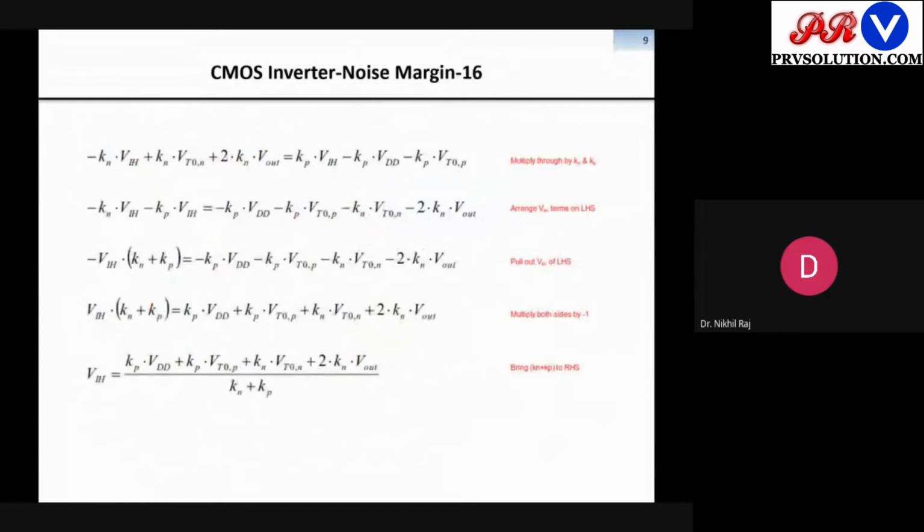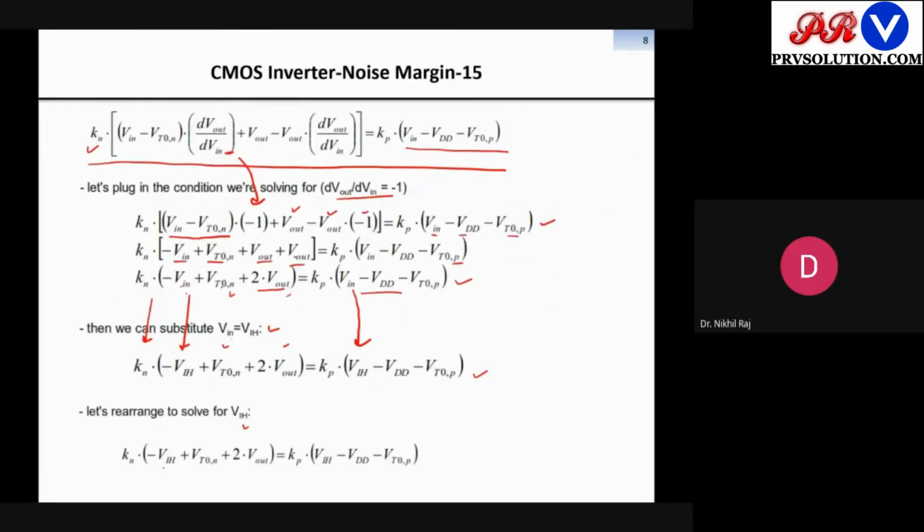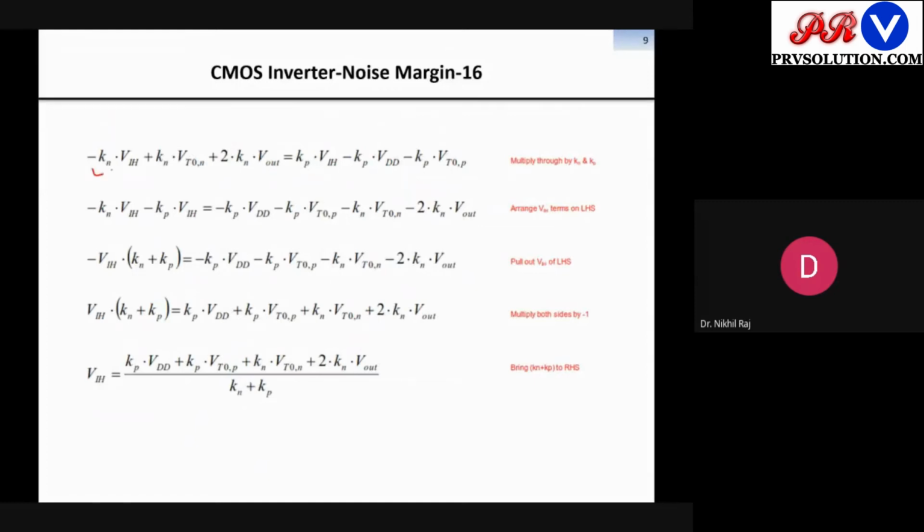What you will do? Just take this Kn inside and take the VIH at one place and others constant in the RHS part. So this is the multiplication done throughout with the constant Kp and Kn everywhere. Okay, and then rearranging in terms of VIH means take VIH in the LHS part. So this is one VIH expression and this is another VIH expression.